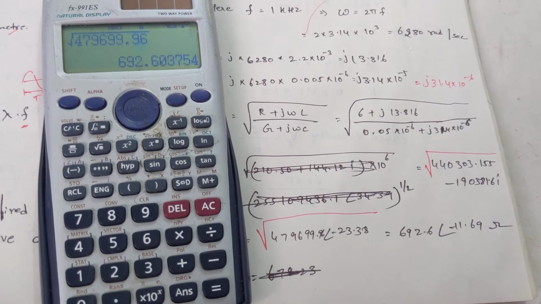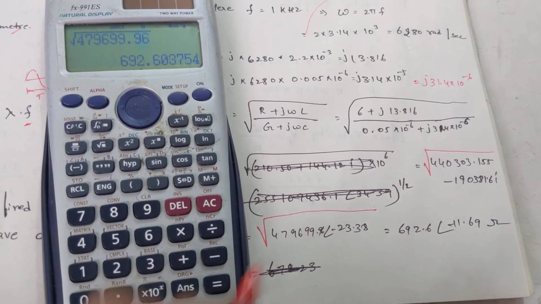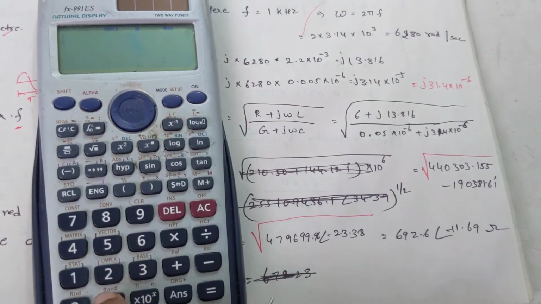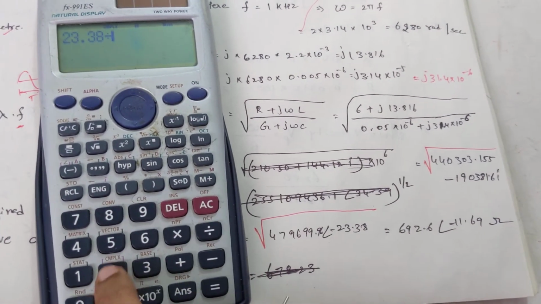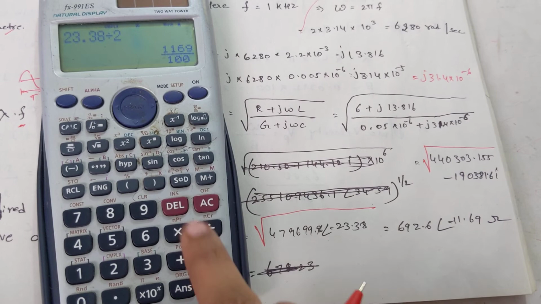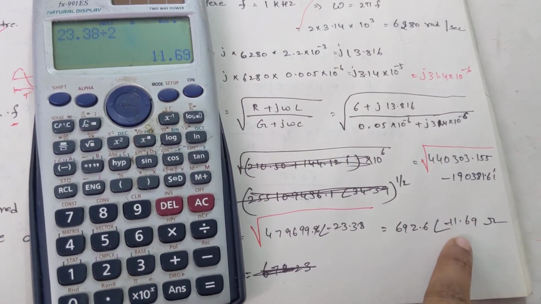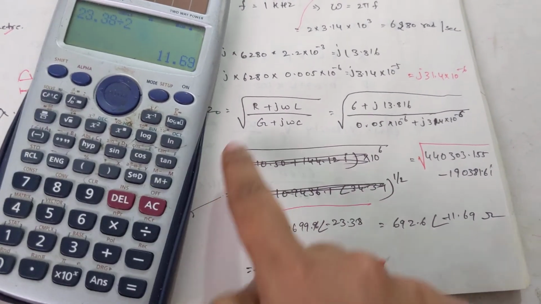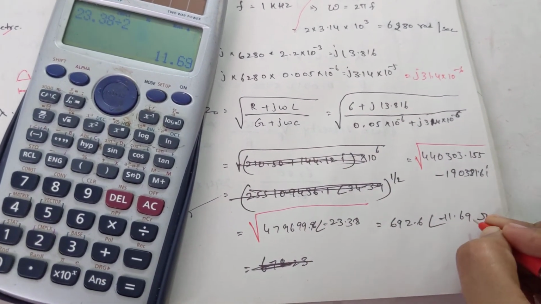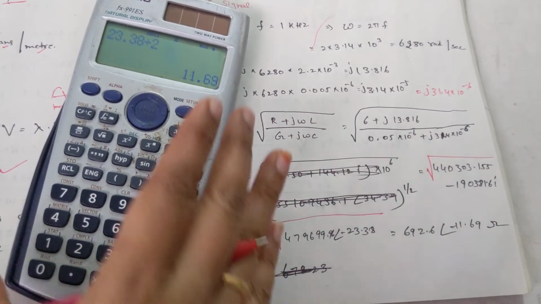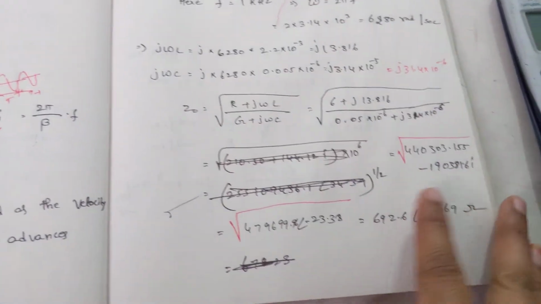What about the angle? How to convert the angle? I can simply divide by 2. 23.38 divided by 2 will be around 11.69. This is the characteristic impedance, with an angle of minus 11.69. So we found out Z naught.